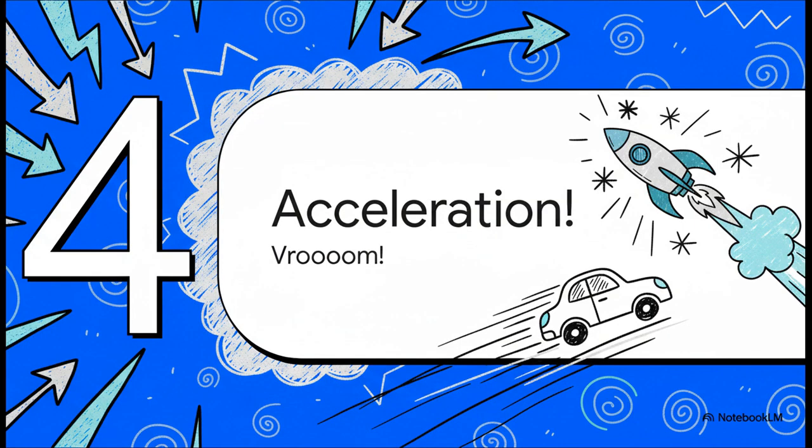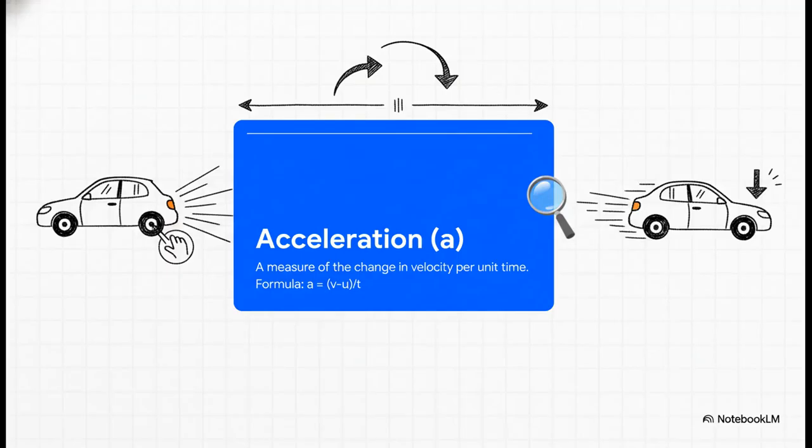All right, you ready for the fun part? Let's feel the acceleration. Vroom! What is acceleration? It's simply the rate of change of velocity. The name itself gives it away, right? When you press the accelerator in a car, you speed up. Your velocity changes. It increases. That's positive acceleration. And when you slam the brakes, your velocity decreases. That's also a change, so it's negative acceleration. We also call it retardation or deceleration.